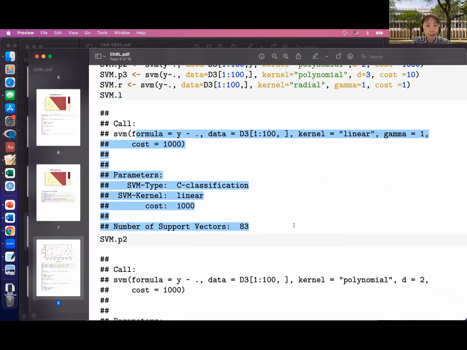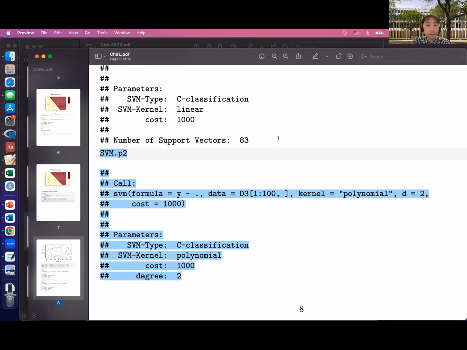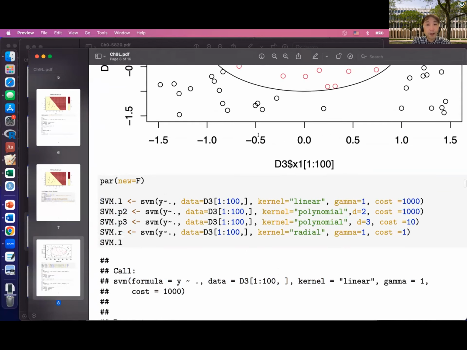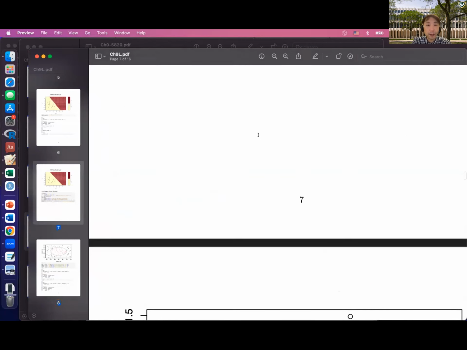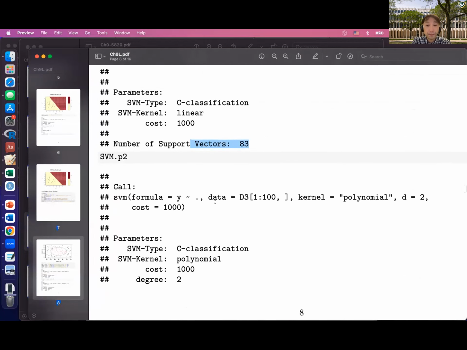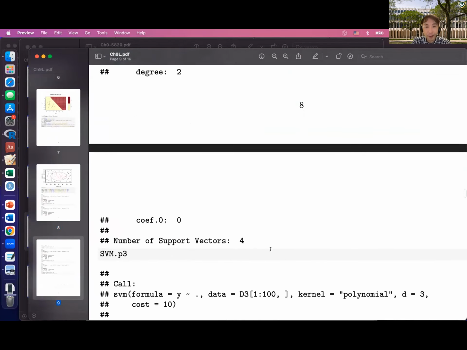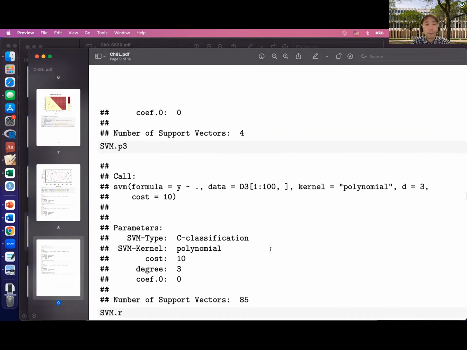So this is the linear kernel result. Actually, the support vectors number 83, so there are so many. In total, we have 200 observations. And the second one, polynomial with degree 2, has only 4 support vectors, a very simple rule.